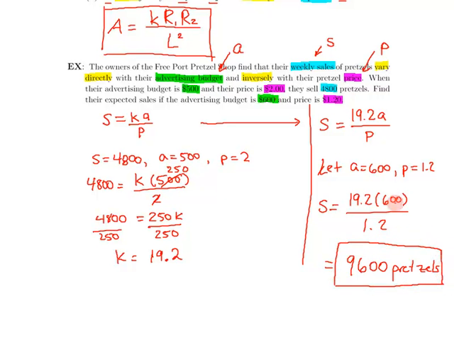Okay, by spending an extra $100 and lowering our price by 80 cents, we have doubled the number of pretzels that we are able to sell. Okay? All right, those are variation problems, and that ends Chapter 6, covering rational expressions.